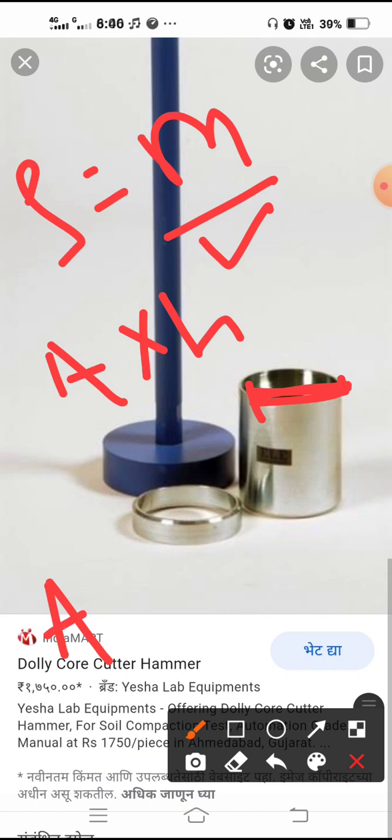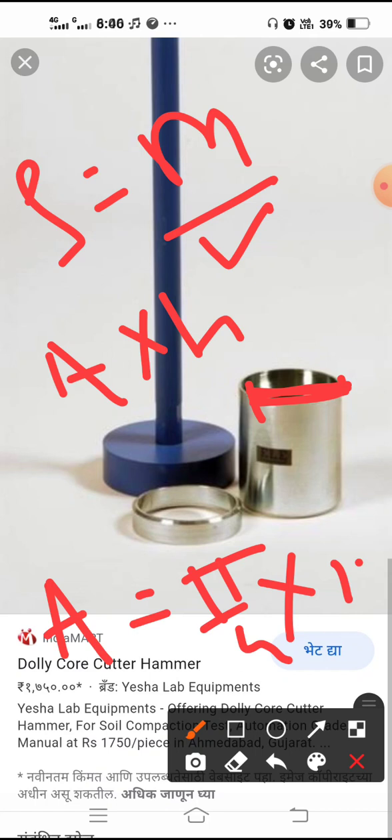So, calculate the area. The area will be pi by 4 into diameter square, that is 10 square. We get the area, and measure the height of this core cutter. The height is generally 15 centimeter. From that we can find out the volume of the soil sample, because we are pouring the soil into this cylinder. Then how can we find the mass of the soil sample?